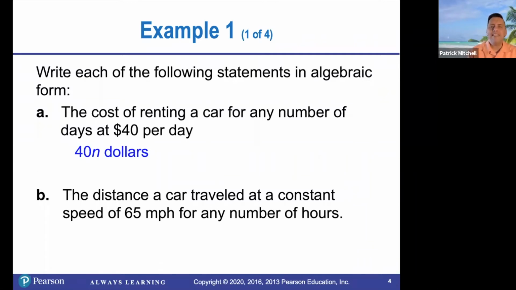Next, we have the distance a car traveled at a constant speed of 65 miles per hour for any number of hours. If we call the number of hours h, remember that distance equals rate times time. The rate is 65 miles per hour, and the time is the number of hours, which we're calling h. So the distance would be rate times time, which is 65 times h miles.